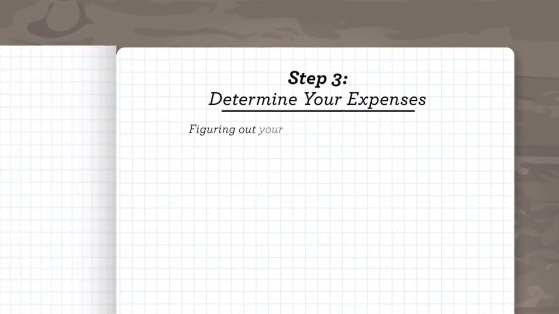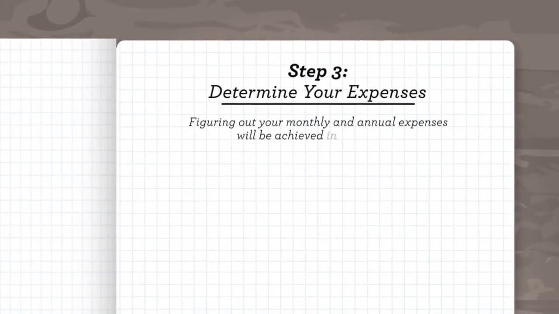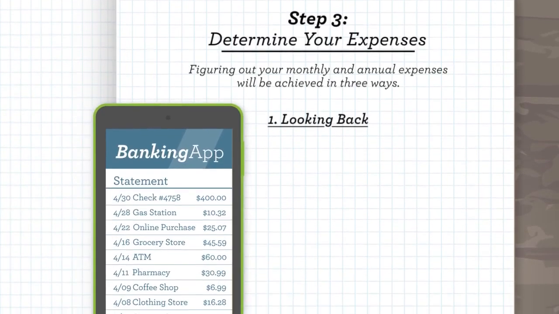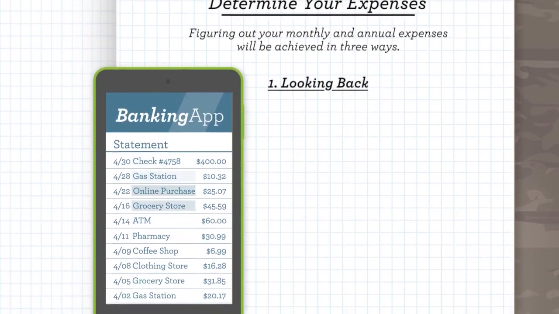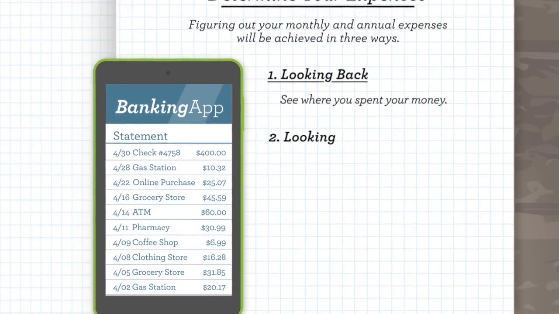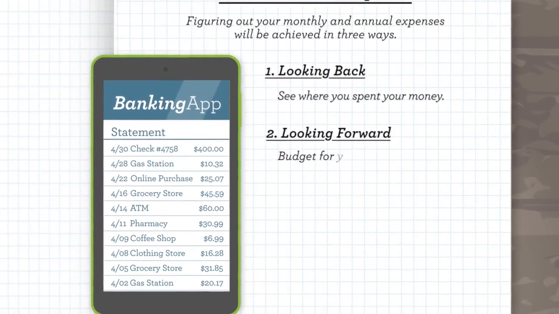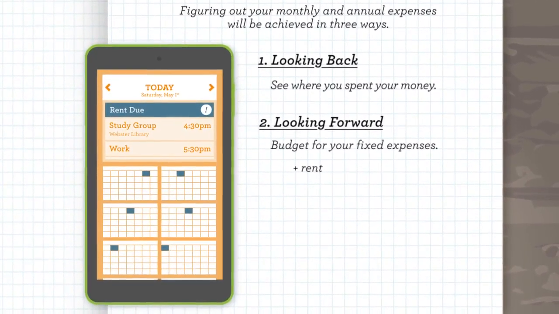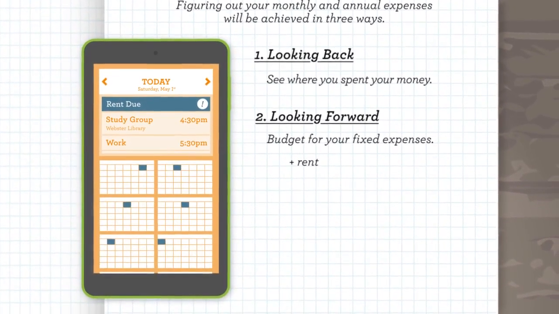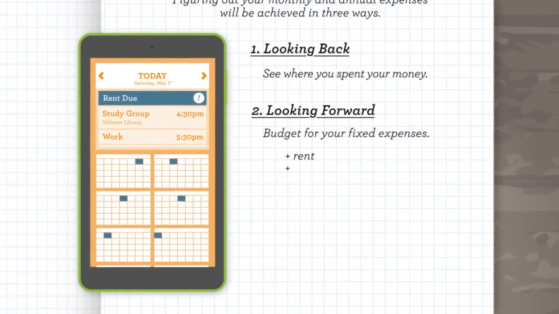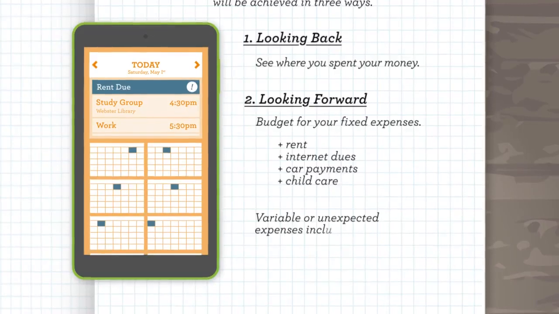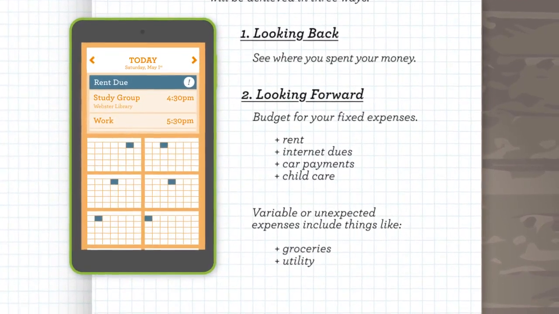Step 3. Determine your expenses. Figuring out your monthly and annual expenses will be achieved in 3 ways. The first way is by looking back. Grab your last 3 months of checking or credit card statements and see where you spent your money. The second way is by looking forward. Budget for your fixed expenses. For example, a 12-month lease with payments of $400 a month is fixed for the next year. Other fixed expenses could include internet dues, car payments, and childcare. Variable or unexpected expenses include things like groceries and utility bills.